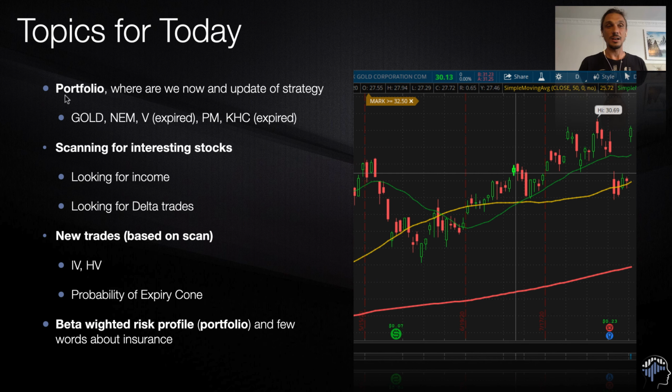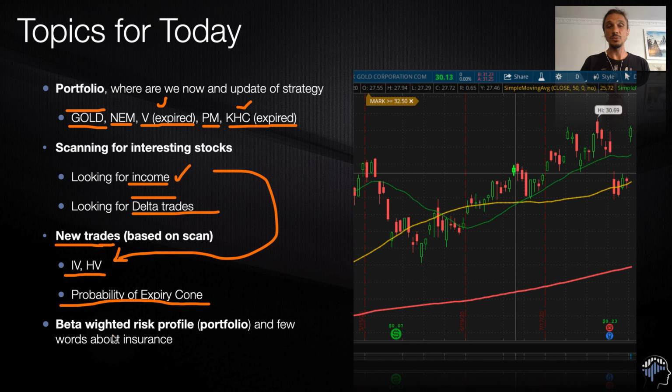So topics for today include the portfolio. We will look at where we are now, and maybe we need to update some strategy. We'll talk about the strategy, our positions from the previous weeks, and scanning for interesting stocks, so looking for income trades and delta trades. For those of you who did the course with me, by income trades I mean the trades which are time decay trades, and by delta trades, the trades which benefit from stock price movement. Then we will look at the beta weighted risk profile.